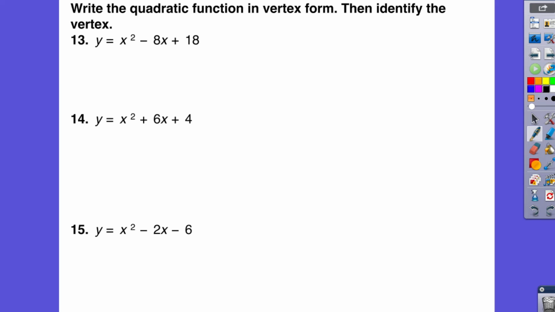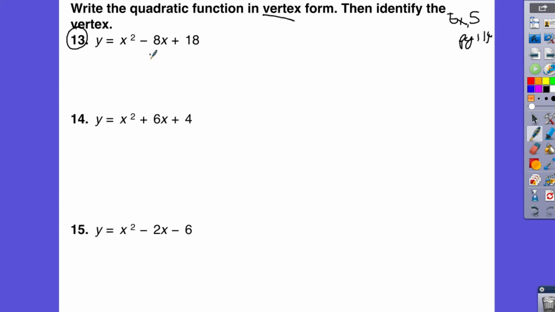Okay, the final part of this is writing the quadratic function in vertex form. This is a little tricky. We're going to need lots of practice. I suggest you watch the video on example 5 in the dynamic textbook, or you can read it in the textbook on page 114. I'm going to do number 8, and then we'll do lots of practice in class.